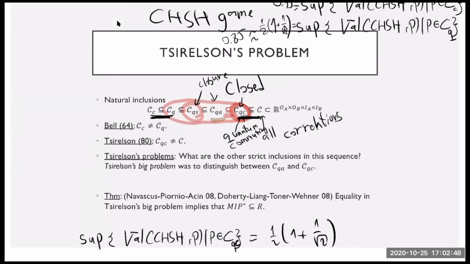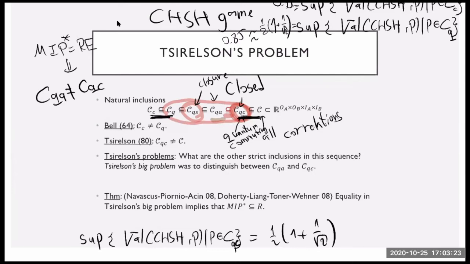So last time we said that the fact that MIP* equals RE implies that CQA is not CQC. I didn't remind you what MIP* is today, but that's okay. I'll just say what the implications were. And I'll explain at least why this is true.